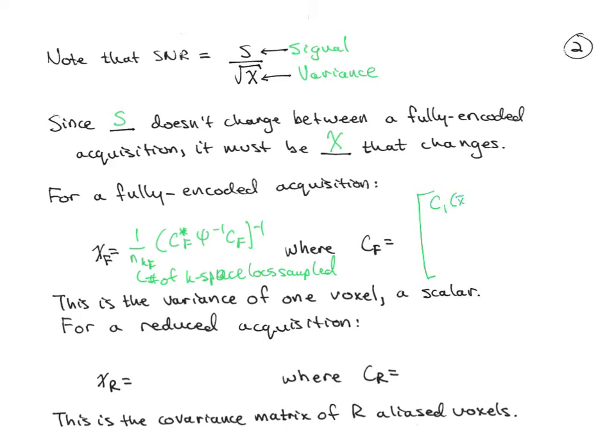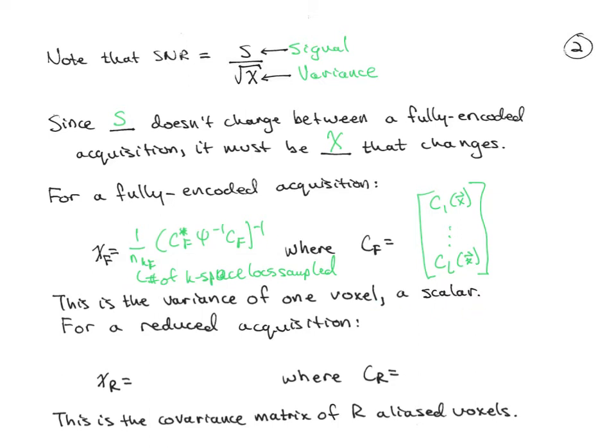And if we're not doing any acceleration, we don't have any aliasing of any voxels, so each voxel only gets contributions from itself. This was all covered in the previous lecture. This is the variance of one voxel, and it's a scalar.